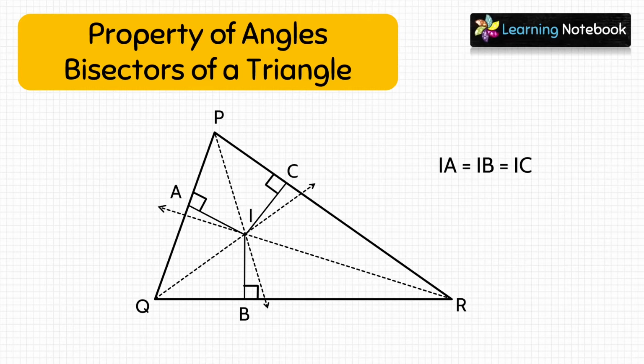So, if you draw a circle taking I as center and IA or IB or IC as radius, the circle will be drawn as shown here. This circle will be called the incircle of triangle PQR.